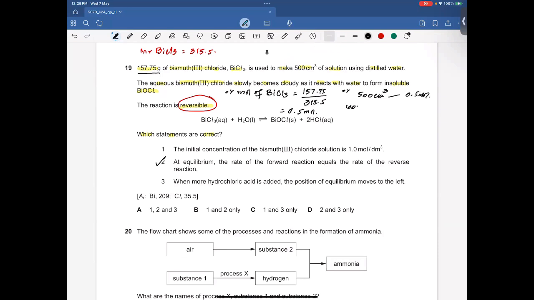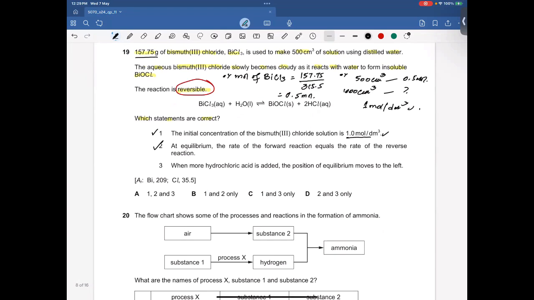So in order to find the concentration, we will compare with 1000 cm cube. So 0.5 into 1000 divided by 500. It's going to be 1 mole per dm3. Hence proved, this concentration tallies. This means the first statement is also correct.